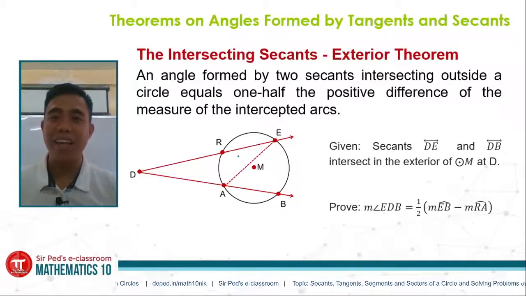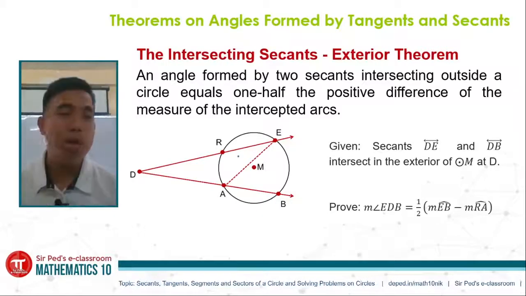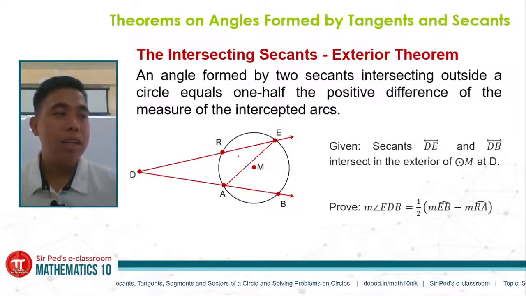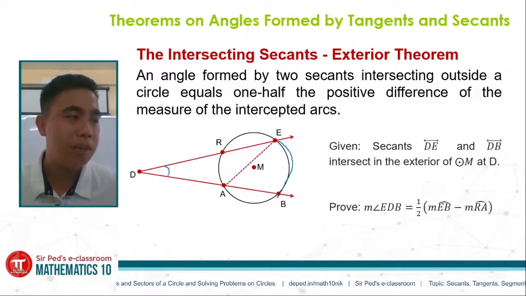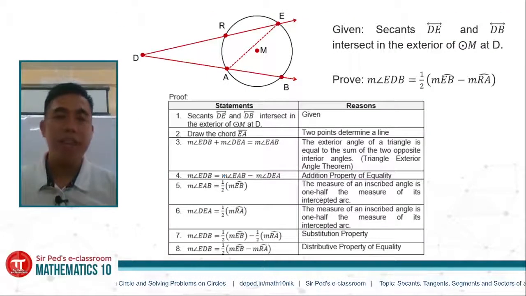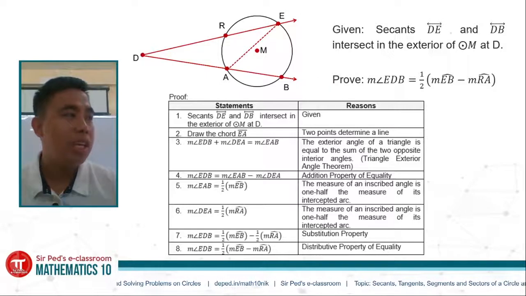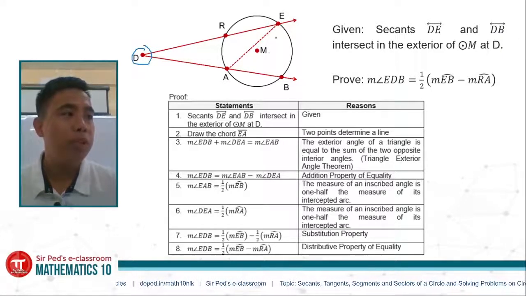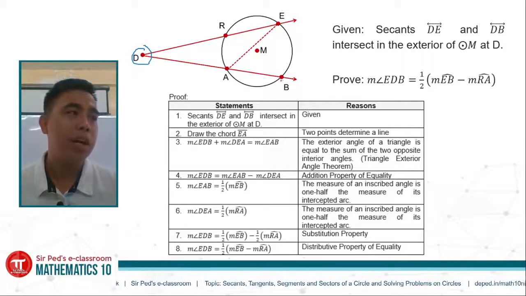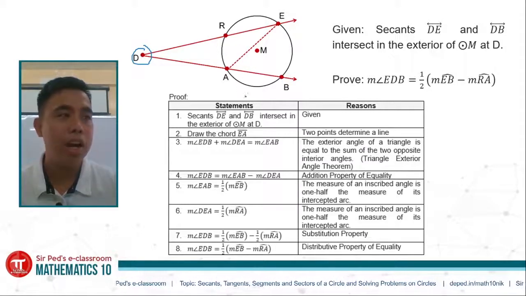Let's proceed now to Theorem 4, the intersecting secants exterior theorem. We're going to prove that the angle here, angle EDB, is equal to 1/2 the positive difference of its intercepted arcs. So let's prove that one. Given secant DE and secant DB intersect in the exterior of circle M at D. We're going to prove that the measure of angle EDB is equal to 1/2 the positive difference of its intercepted arcs, arc EB and arc RA.